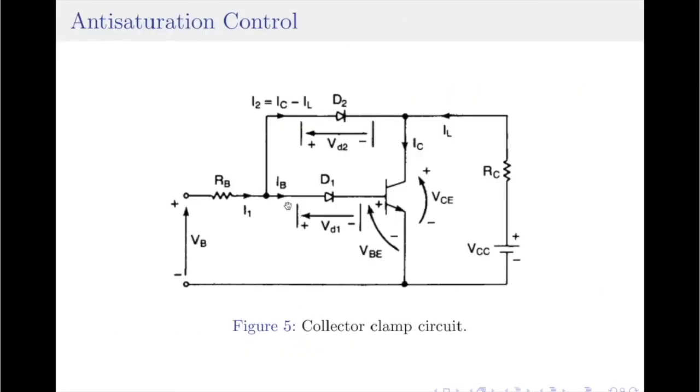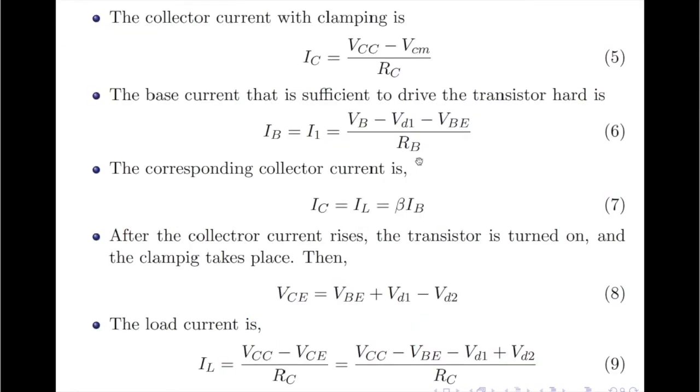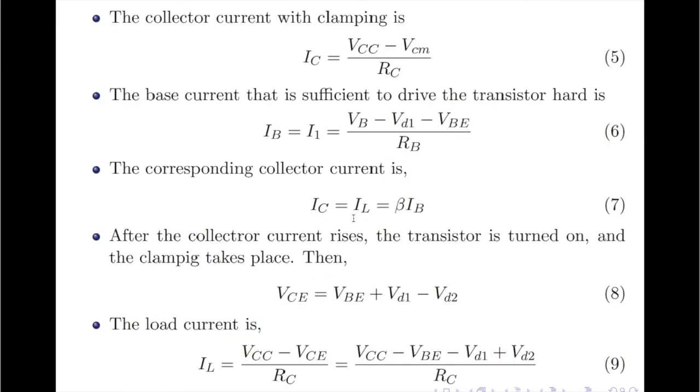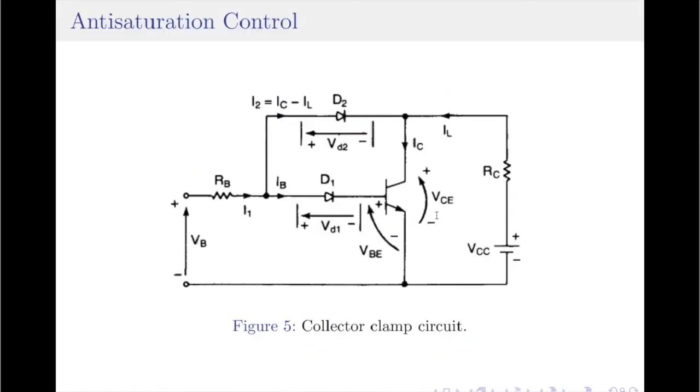Once you find the value of IB, you can write an equation for the collector current IC because they are related by the equation IC equals beta IB. Please note, in the absence of diode D2, the collector current equals the load current and therefore we have written IC equals IL, which equals beta IB. Once the collector current starts to rise, the transistor is said to be turned on.